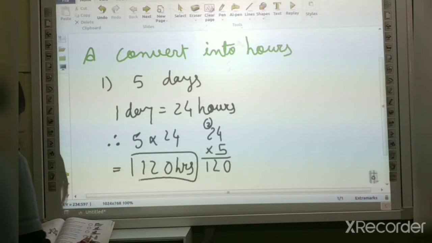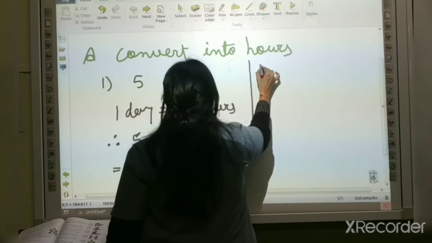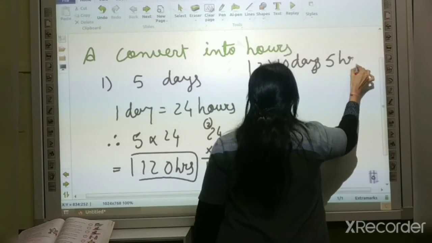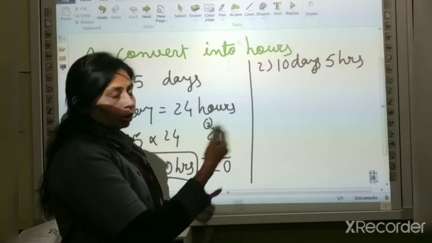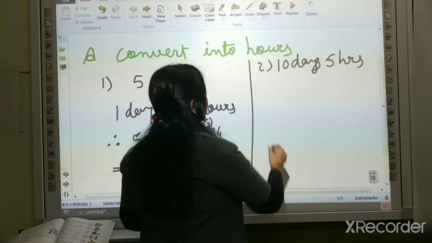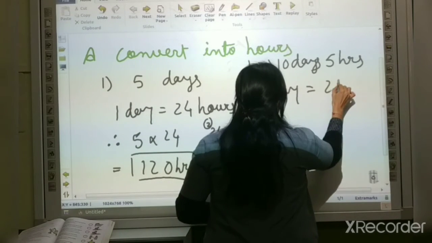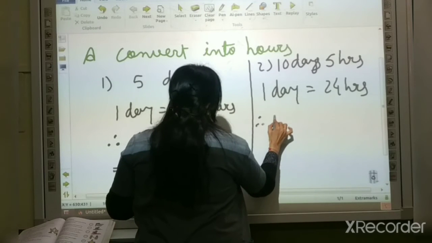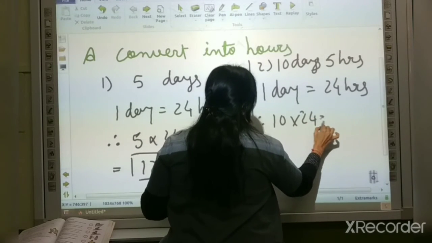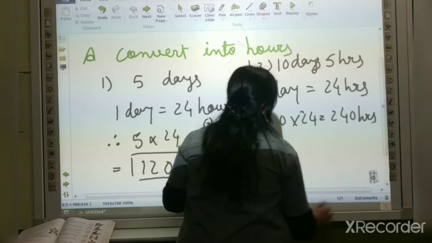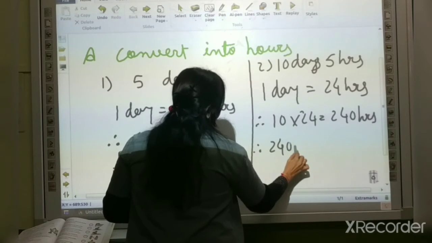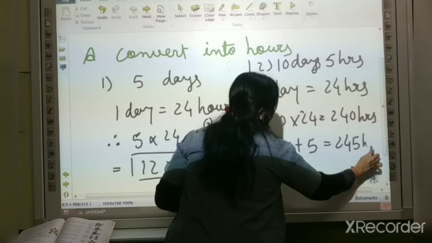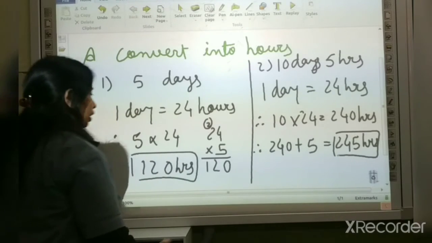Right? Now suppose we give you 10 days and 5 hours. So first we convert days into hours, and then add the hours to it. You know very well 1 day is equal to 24 hours. Here we give you 10 days, multiplied with 24. So the answer is 240 hours. Right? So 240 hours plus 5 hours. Right? So the answer is 245. Right? It is very easy.